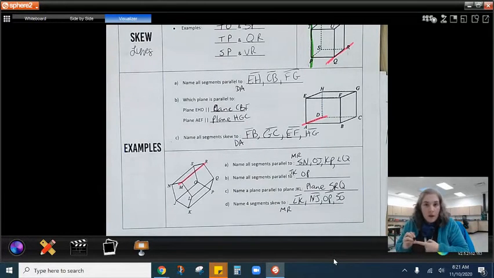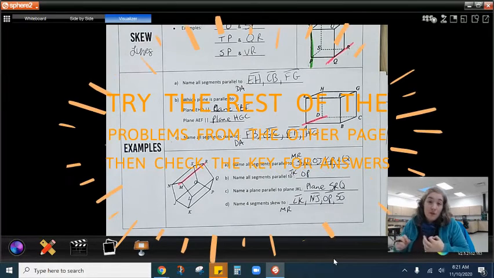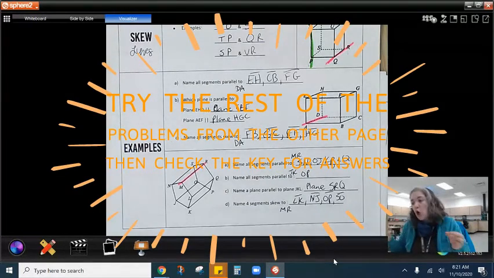Hopefully you're feeling pretty good about parallel and skew. I know it's a little weird, but it is really important, especially the parallel lines. They're never going away.